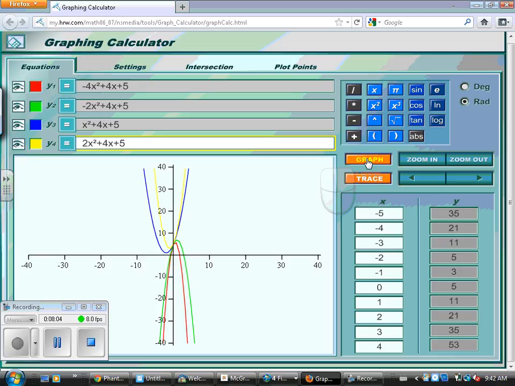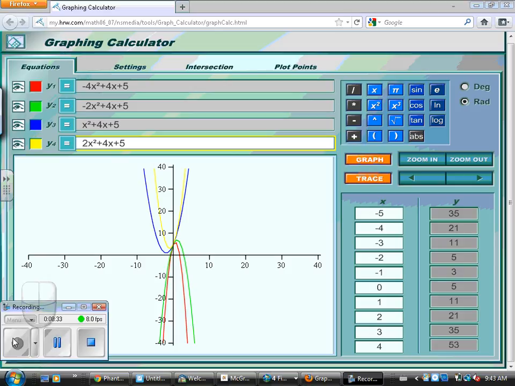One thing you might notice is that the larger the a value, whether it's positive or negative, I guess the greater the absolute value of a, the narrower the graph is. The narrowest one is the red one with an a value of negative 4. It opens down, that's where the negative comes in. You might notice that the green one and the yellow one have the same width, basically, although one opens up and one opens down, and the blue one's kind of a normal width.